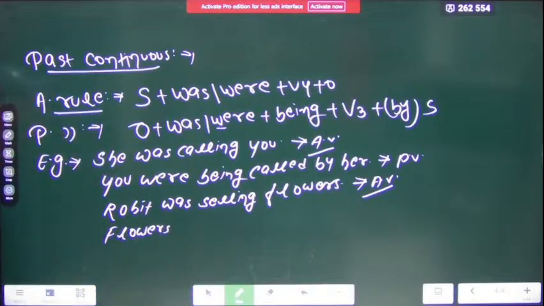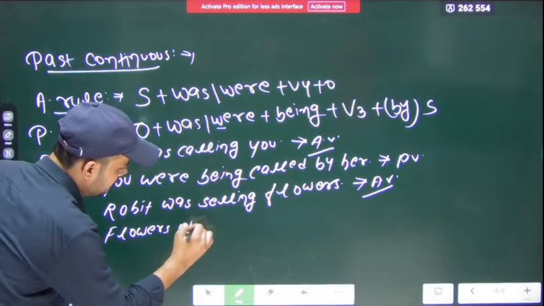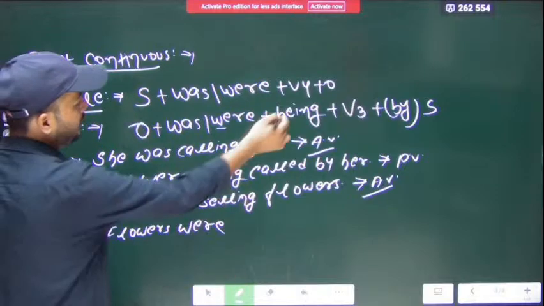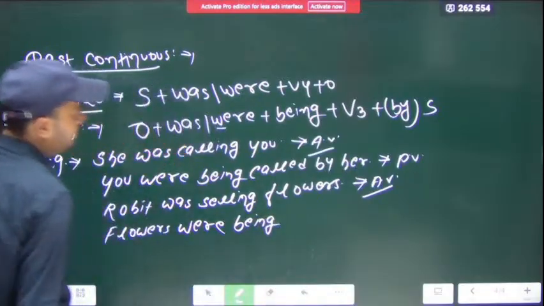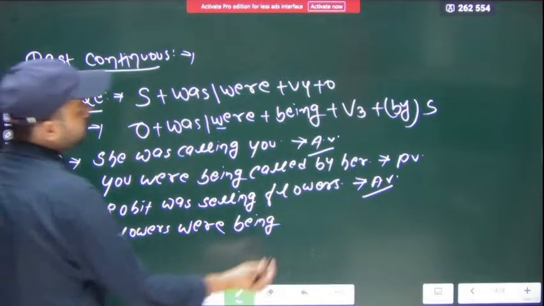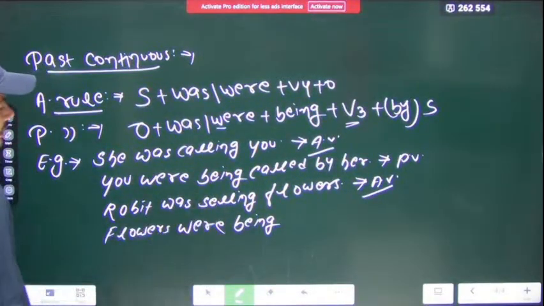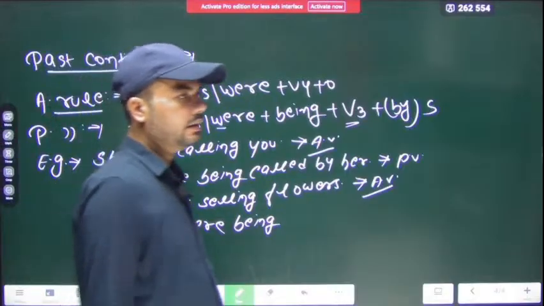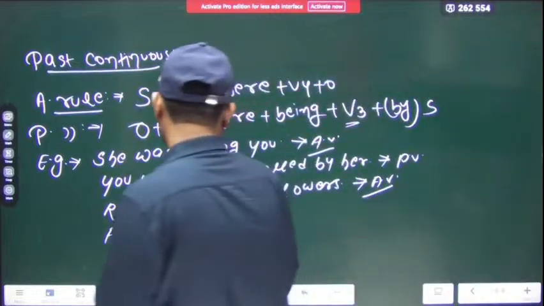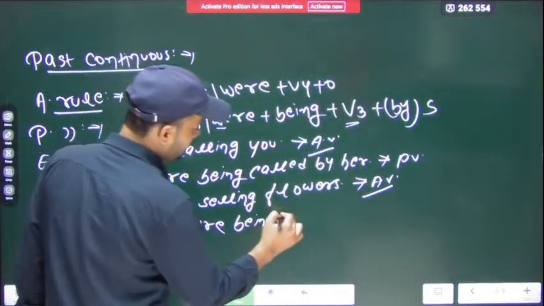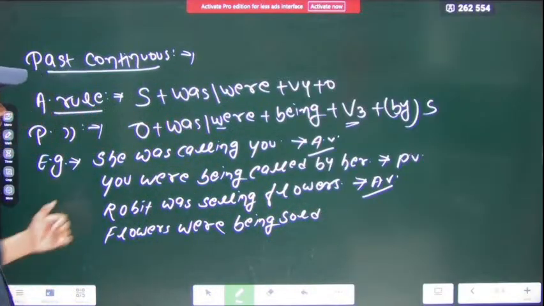Okay, flowers are plural noun, so with plural noun we will take were. So flowers were. After were, being is here in rule, so we will write being. Flowers were being. Okay, then after verb 3 is here. What is verb here? Selling. So selling is known as verb 4 because ing is here. So ing it will be changed into ed in third form of verb. So selling will be changed into sold, not ed, only d. Okay, flowers were being sold.